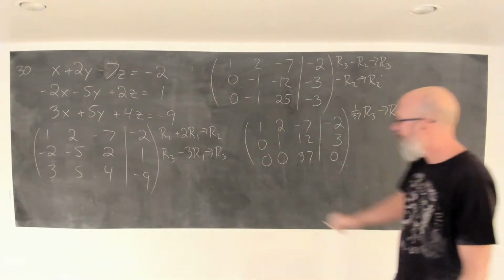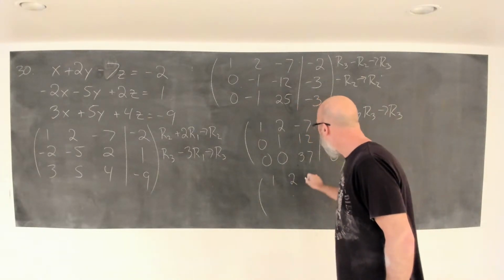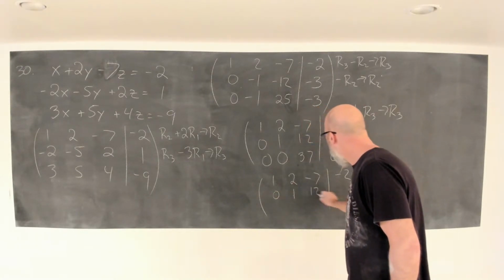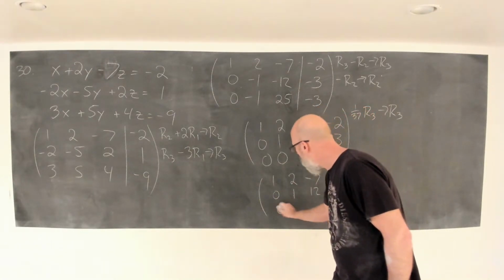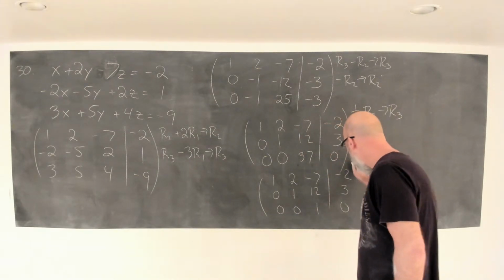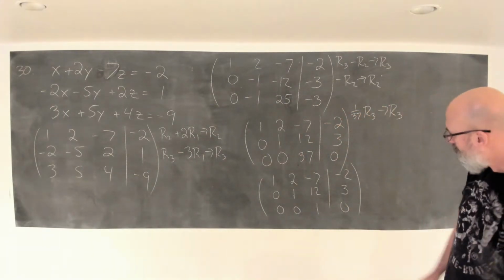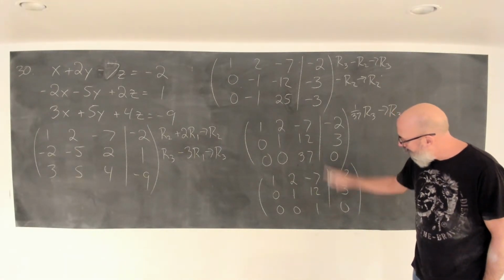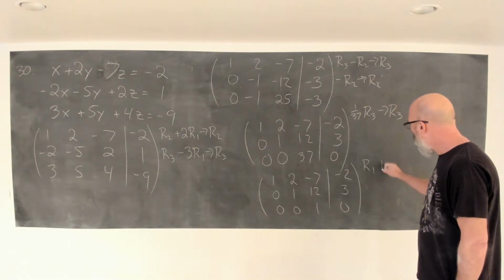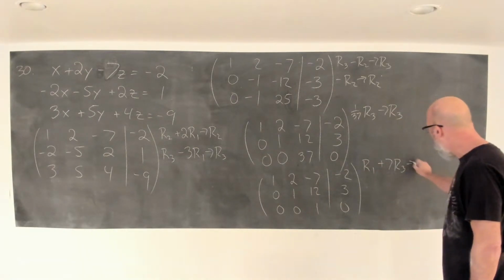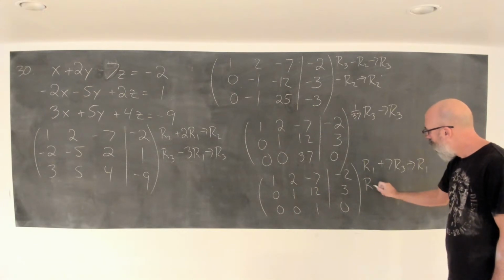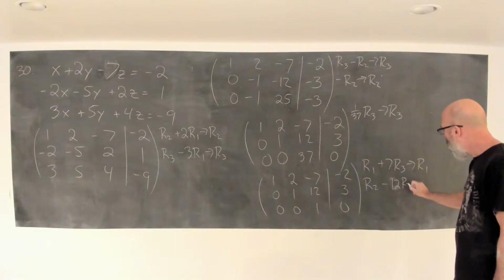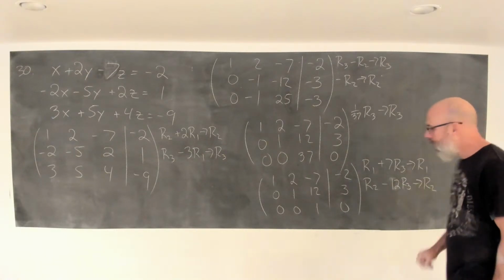I'm very tempted to do a few operations here, but let me not do it so that I don't lose anyone. Now that I have 1 here, let me use that leading 1 to clear out the column. Row 1 plus 7, row 3 for row 1. Row 2 minus 12, row 3 for row 2.